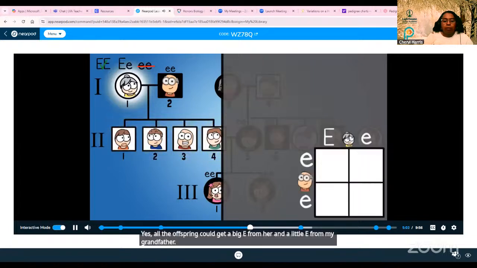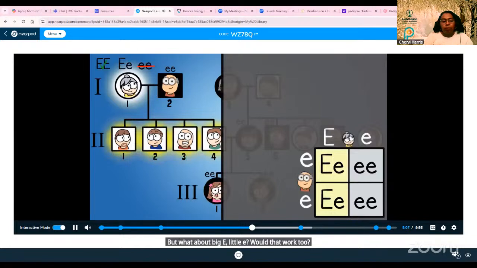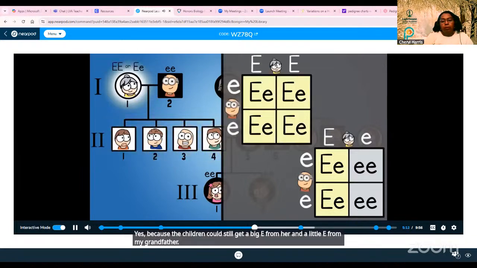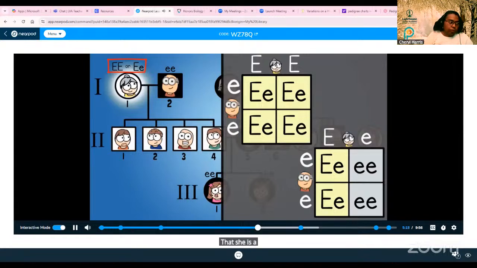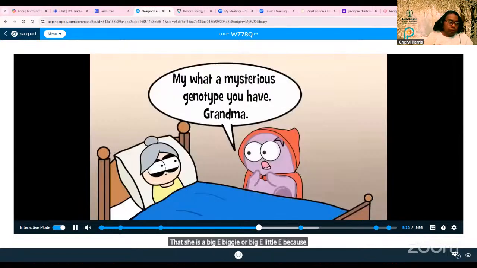But what about big E, little e? Would that work too? Yes, because the children could still get a big E from her and a little e from my grandfather. It may be less of a probability, but it's possible, and therefore we must list both, that she is a big E big E or big E little e, because we don't know.